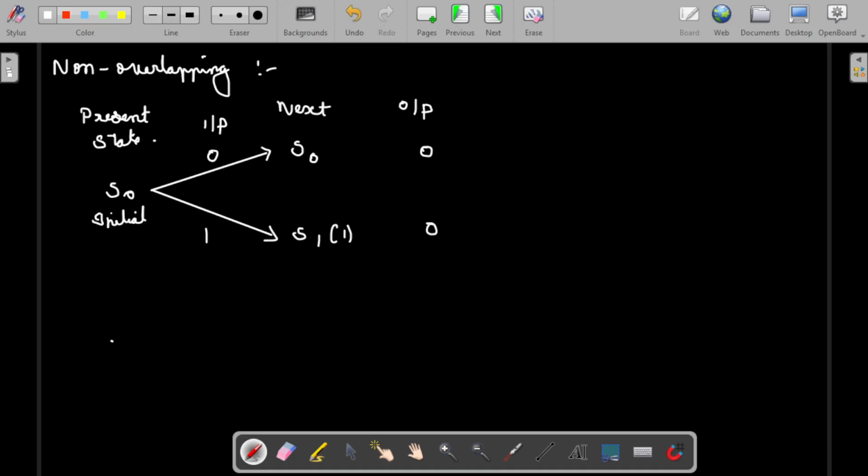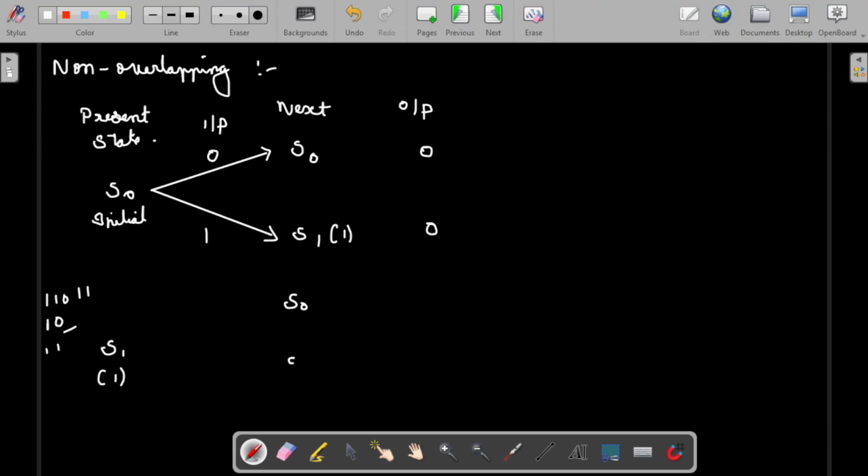So now let's take this state, S1. Here the S1 state is 1. Our ultimate aim is to get 1 1 0 1 1. So when the input is 0, the sequence will be broken. Already 1 is there, so if 0 comes, the sequence will be broken. If 1 comes, it will go to the next state. If 0 is coming, it will be broken back to the first state, that is S0.